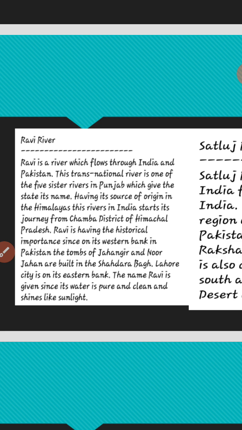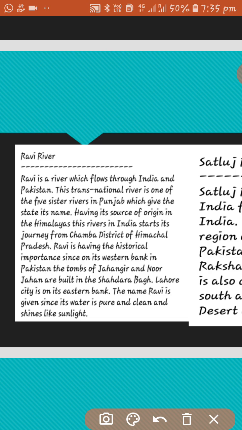Ravi has historical importance since on its western bank in Pakistan, the tombs of Jahangir and Noor Jahan are built in the Shahdara Bagh. Lahore city is on its eastern bank. The name Ravi is given since its water is pure and clean and shines like sunlight. Ravi in Hindi means the sun, and the Jahangir tomb and Noor Jahan tomb are situated on the banks of the river Ravi.